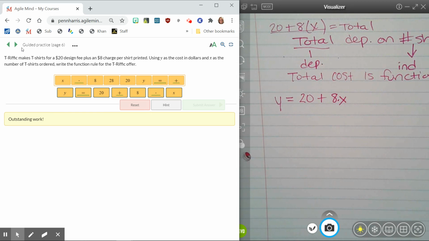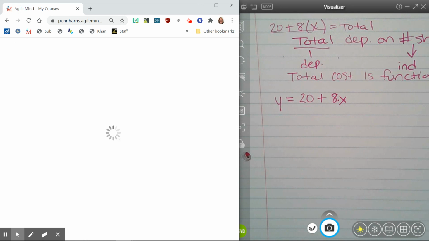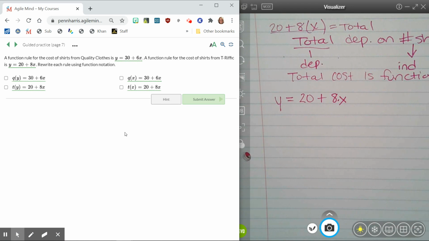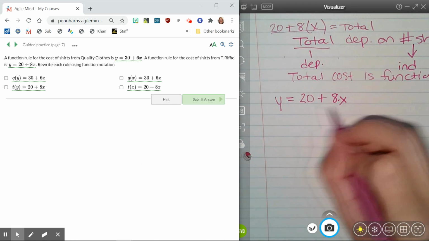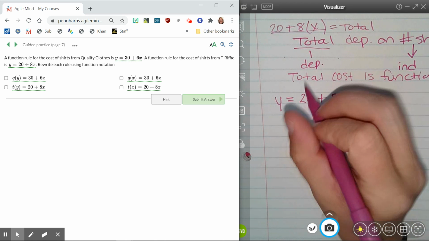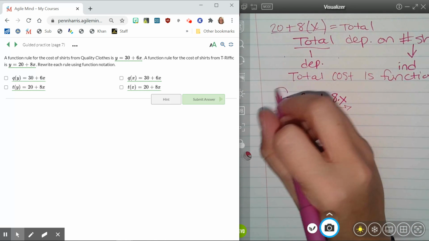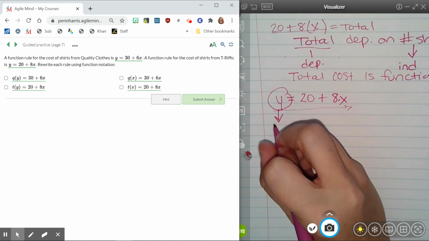All right, moving on. It says a function rule for the cost of shirts from Quality Clothes is Y equals 30 plus 6X. And from Terrific Tees is Y equals $20 plus 8X. So they want us to rewrite each rule using function notation. Remember, function notation is the same exact thing, but instead of putting y, we're going to put something like f of x.